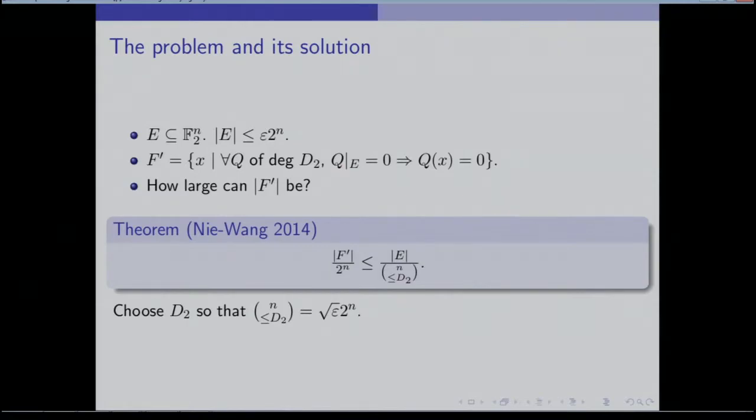Something like square root epsilon times 2 to the n. This forces your system not just to be kind of underdetermined, but very underdetermined. So you have many more variables than constraints. And in this setting, this result says that the fraction of forced points is actually very small.